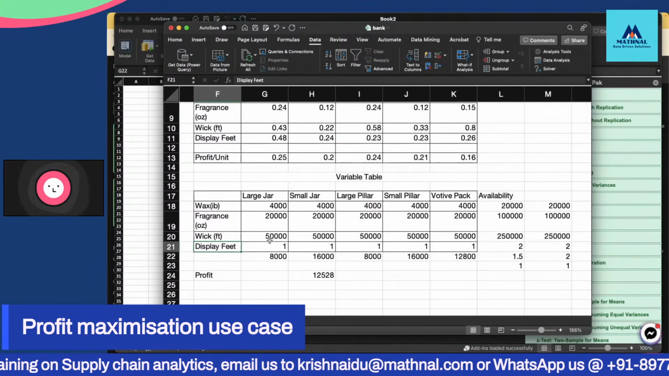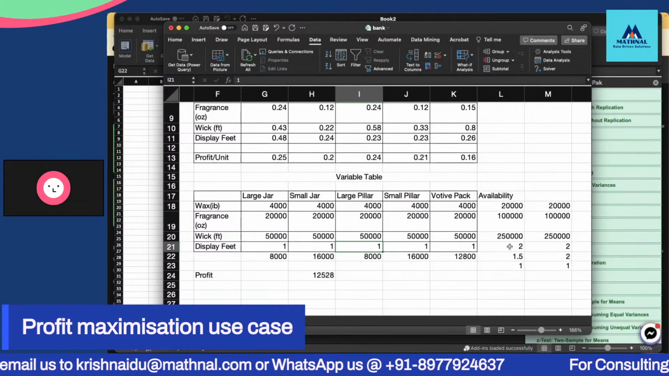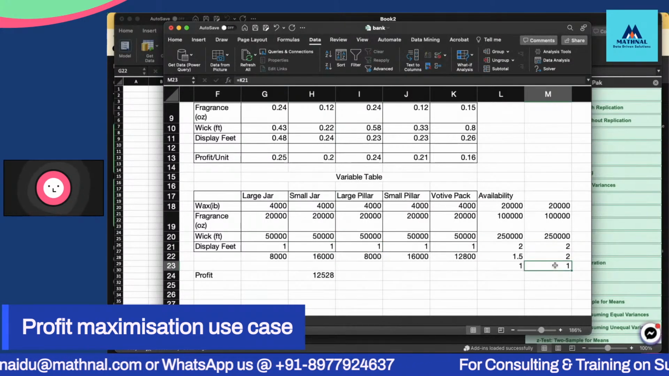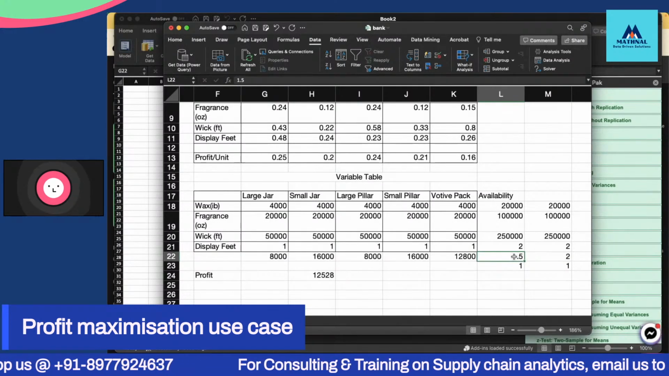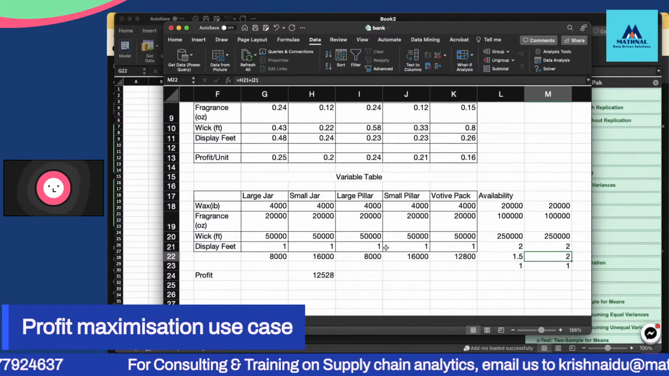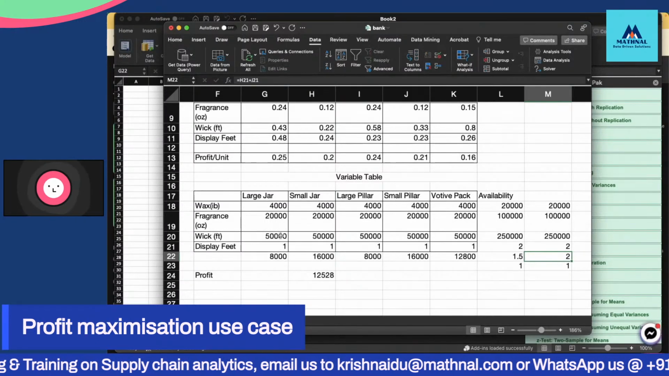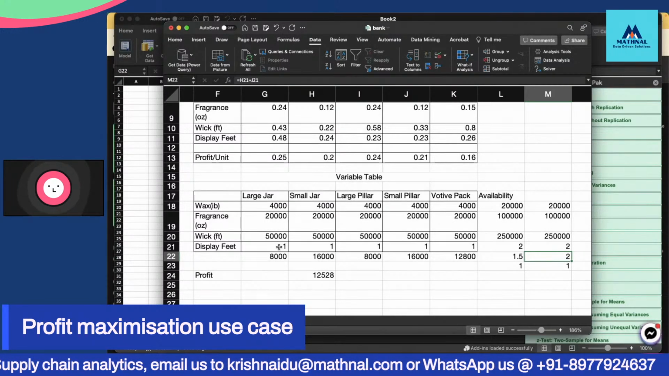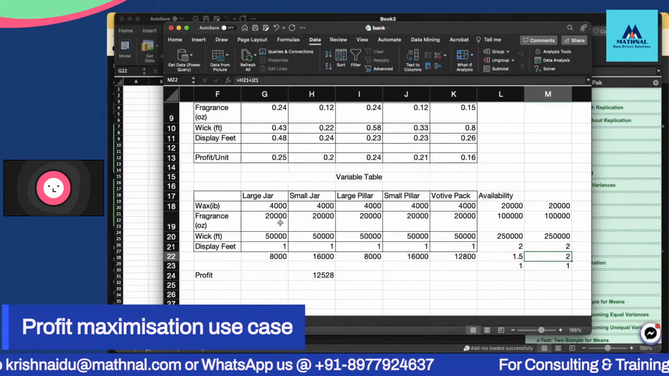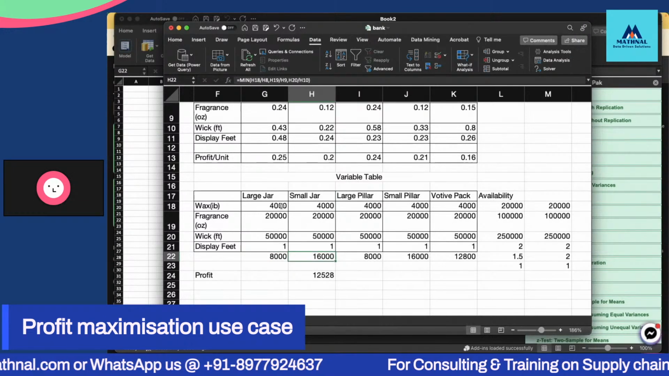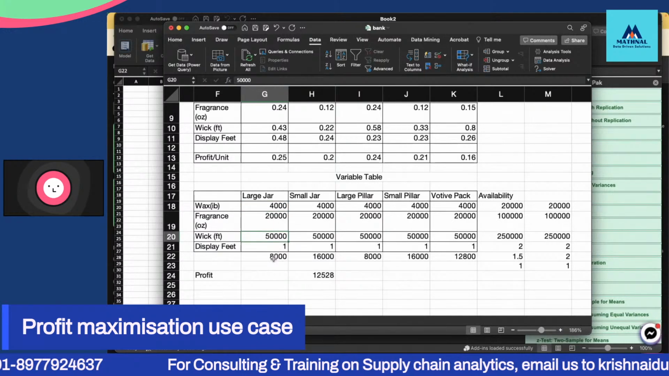The reason why I have removed the display feet is because this is a fixed unit. So minimum is 2, minimum is 1, and minimum is 1.5. We can go more than 1.5, up to 2. So that is what the solution is suggesting. So this is not going to impact our bill of materials. It is not going to impact the MRP. So 4,000, 20,000, 50,000.